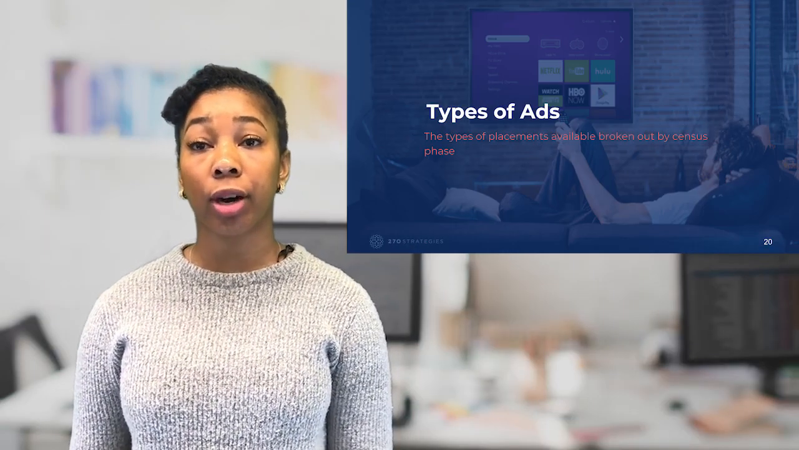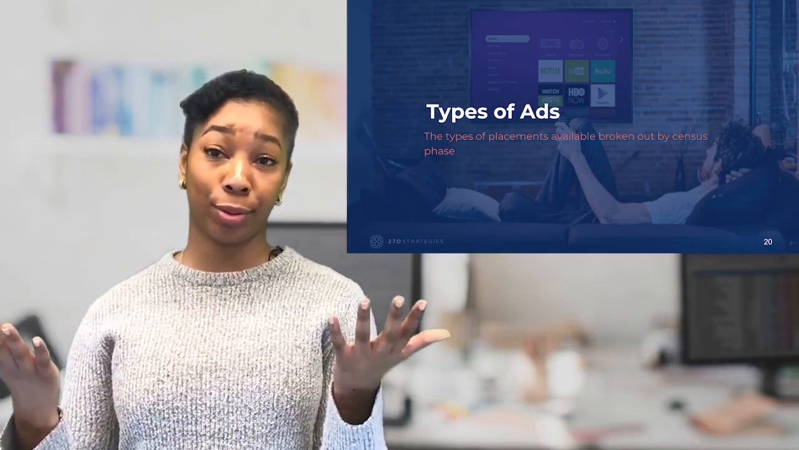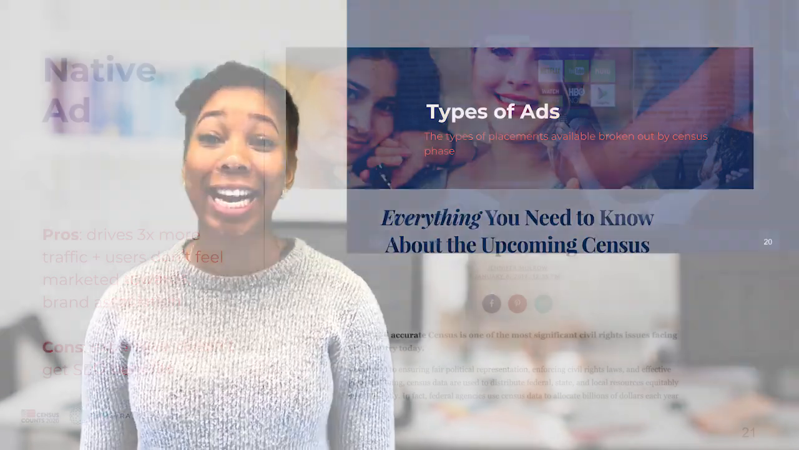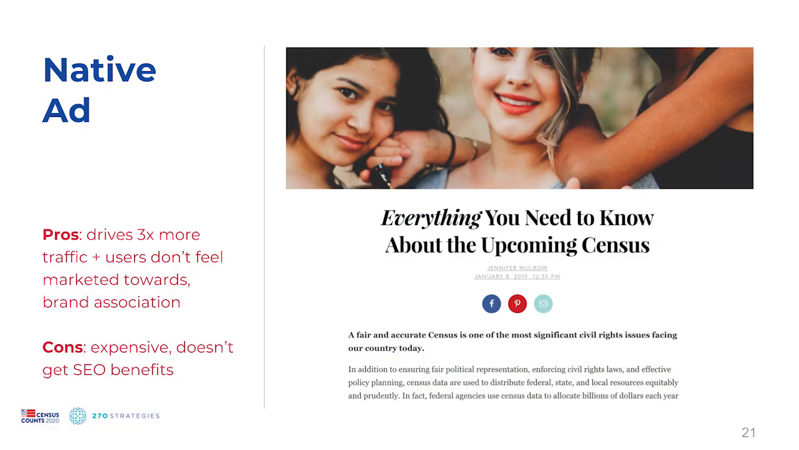Under each program, there are specific types of ads that you can use. First up are native ads. These are ads that match the form and function of the platform on which they appear.